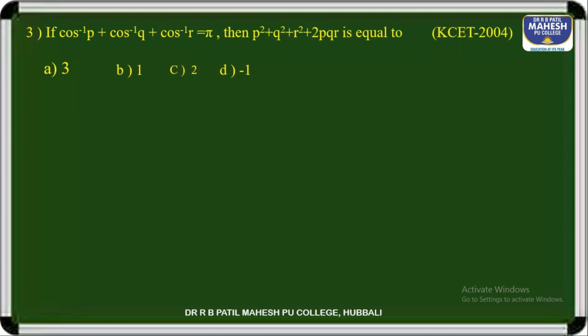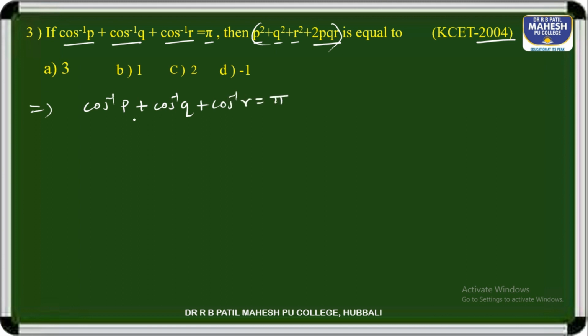Next question. The question asked in the year 2004. If cos inverse P plus cos inverse Q plus cos inverse R is equal to pi, then what is the value of the expression P square plus Q square plus R square plus 2PQR? Dear students, this is our expression to be found out. Here PQR values are required. So consider the given expression, that is cos inverse P plus cos inverse Q plus cos inverse R is equal to pi. What I mean to say, the addition of three functions is equal to pi.